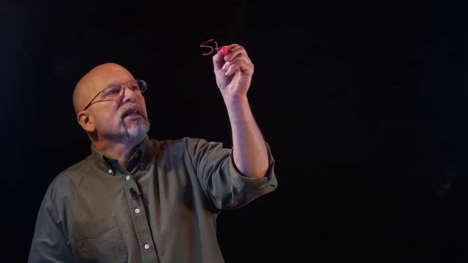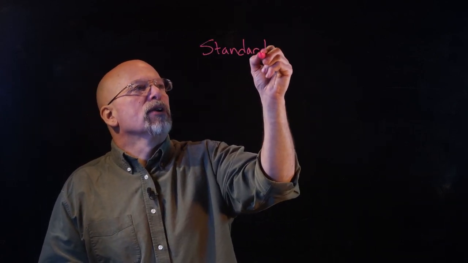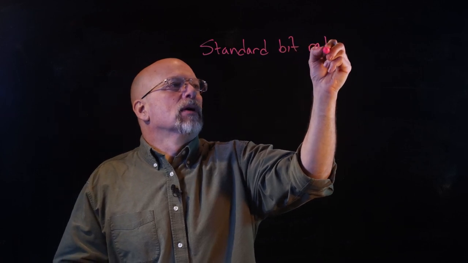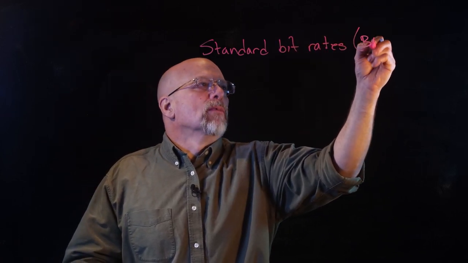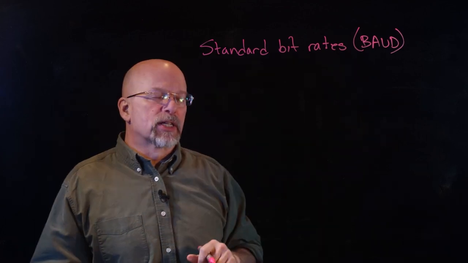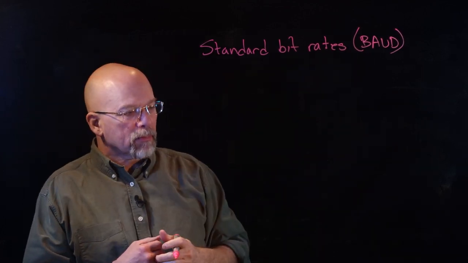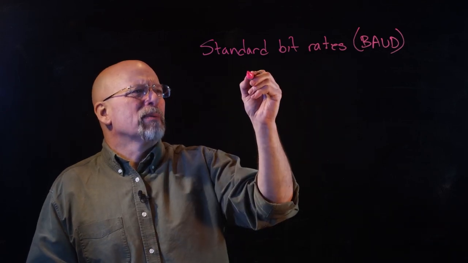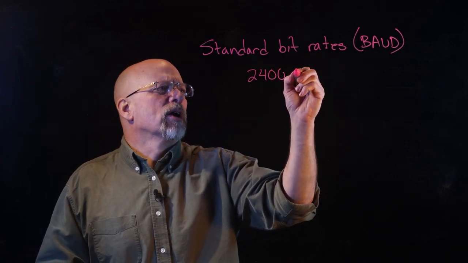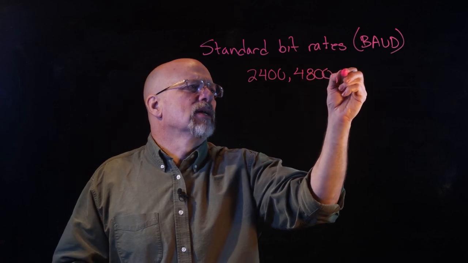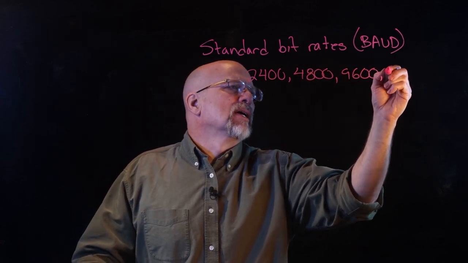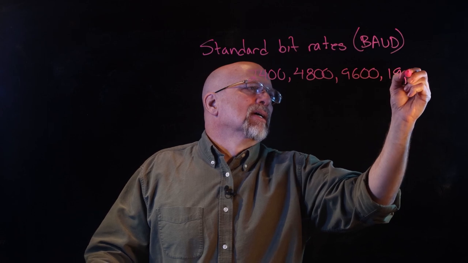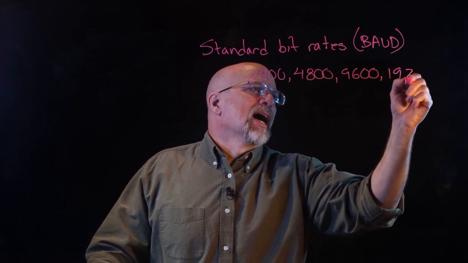So let's talk about rates, data rates, bit rates. First of all, let's list some standard bit rates, or baud, right? Remember, baud and bit rates in the case of asynchronous serial are the same thing. Now, some standard bit rates, and there are plenty of them, but some of them that you might have heard of are 2400, 4800, 9600, 19,200, and we usually call it 19.2.